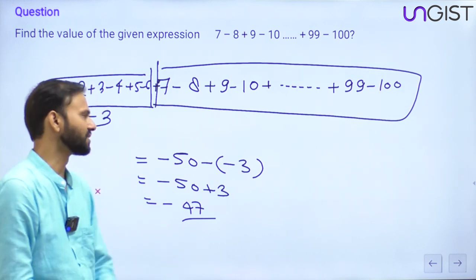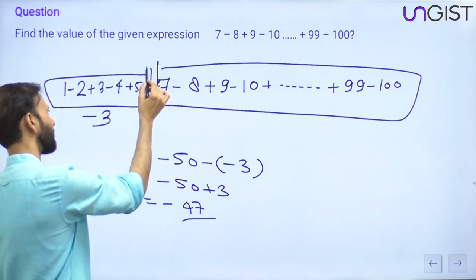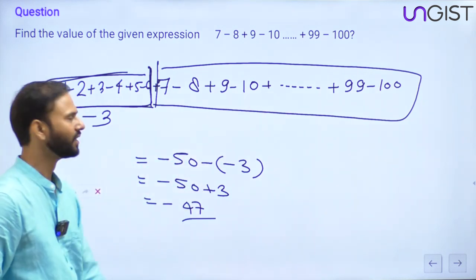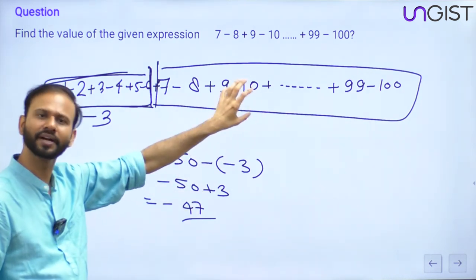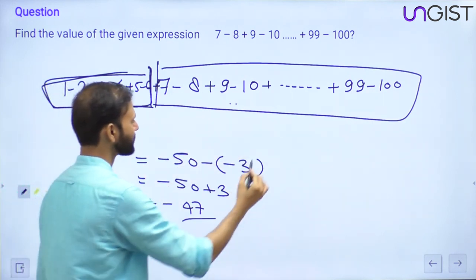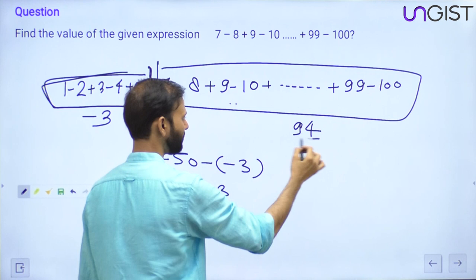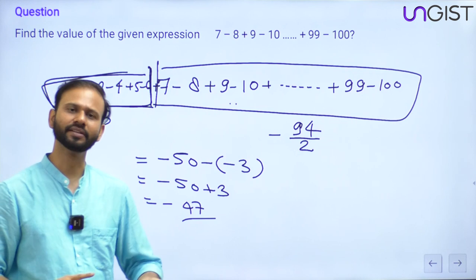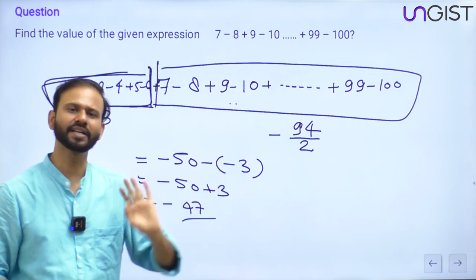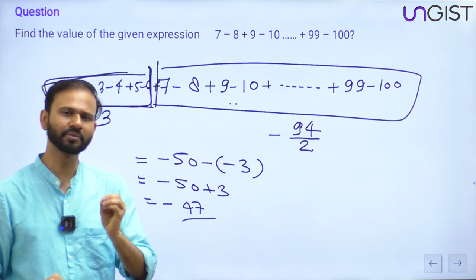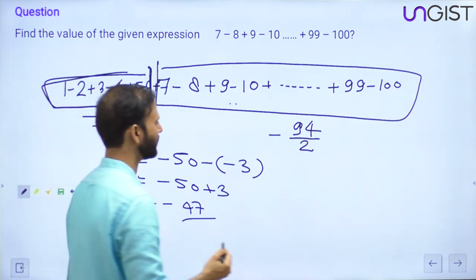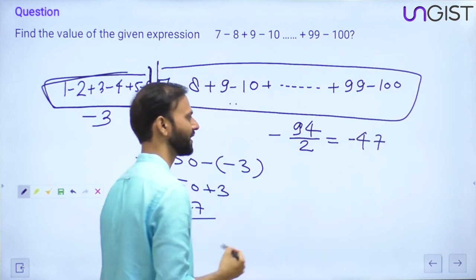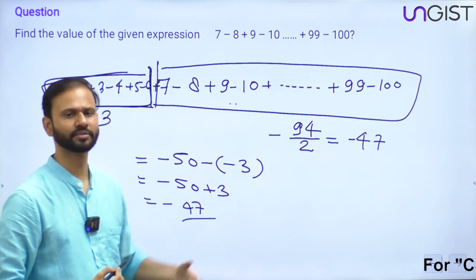Let's discuss the another process. These are first 6 terms, right? And these are total 100 terms. And here, first 6 terms are not there, so total 94 terms. So 94 terms are there, and every pair is giving you minus 1. So in 94 terms, how many pairs are there? Just try to find the number of pairs. So number of pairs are 47. With minus sign, the answer is minus 47, right? This is another method.